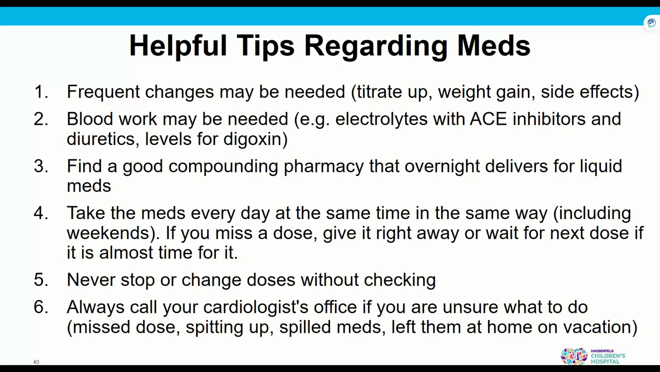So, whether it's missing a dose, we're all human. We forget to take medications, spitting up doses, spilling your medications, leaving them at home when you go on vacation, when you're allowed to take a vacation eventually. We don't want you to worry. So call us so we can talk to you about anything to worry about.